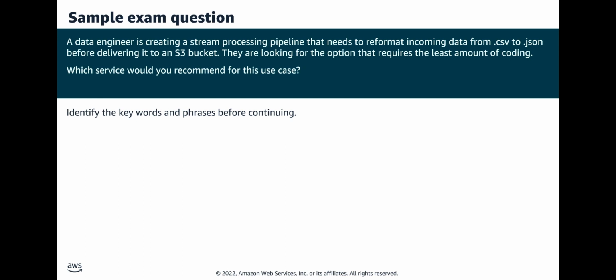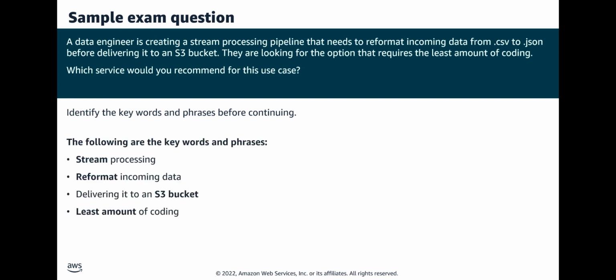What are the key parts of this question? Here are the key words and phrases in the question. The question notes that you are building a streaming solution and that you need to reformat the data before saving it to Amazon S3. The question also notes that the data engineer is looking for the option that requires the least amount of coding.